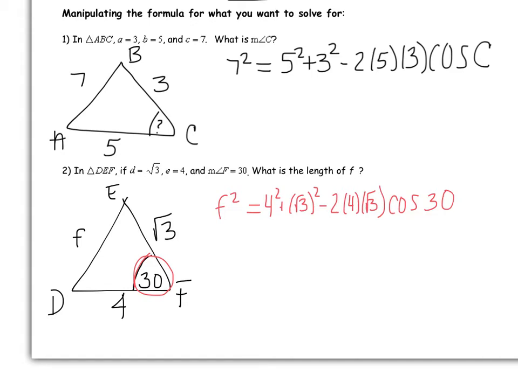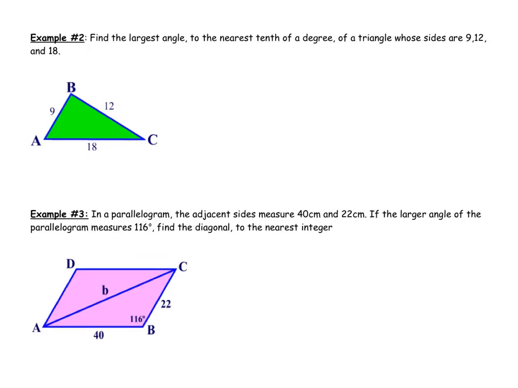Okay, let's try example 3. So it says find the largest angle to the nearest tenth of a degree. Well, where do we know the largest angle is? Well, from geometry, we should remember that the largest side is across from the largest angle. So therefore, the largest angle here is B, and that's what I want to solve for.